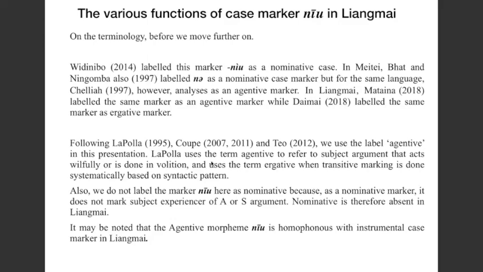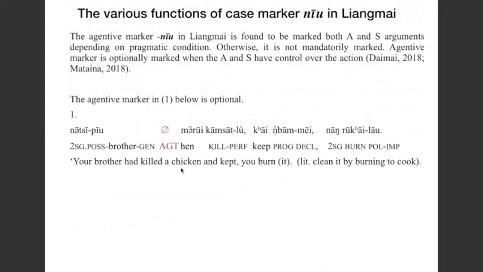The agentive marker nē in Liangmai is found to mark both A and S arguments depending on their pragmatic condition. Otherwise, it is not mandatorily marked. The agentive marker is optionally marked when A and S have control over the action. We look at the following couple of examples to see that agentive marking in Liangmai is optional. Example one, Neji Piu Marui Kamsat Lu Khai Ba Mei Nang Ru Khai Lo. Here the meaning is, your brother had killed a chicken and kept it, you burn it. So in this example, the agentive marker can be optional.